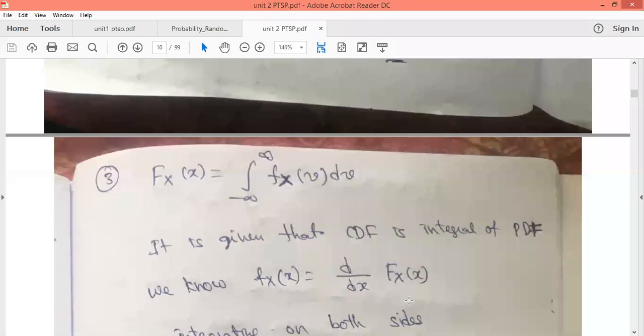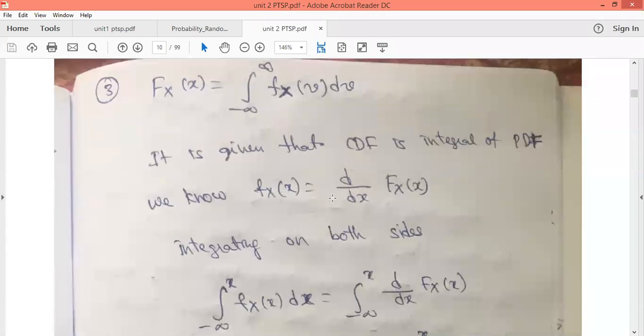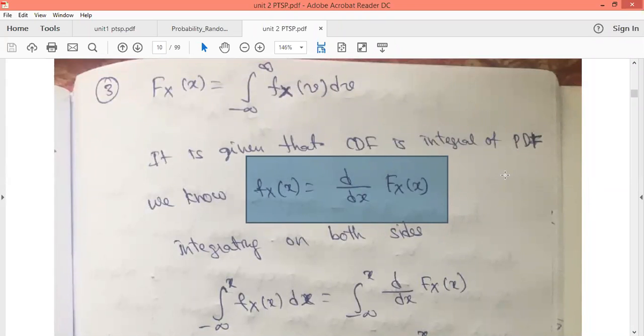Okay. So we know that the density function is the derivative of the distribution function. Now the distribution function will be the integral of the density function. So the distribution function FX(x) can be written as the integral from minus infinity to x of fX(v) dv. Okay, so from the definition, we know that the density function will be the derivative of the cumulative distribution function.